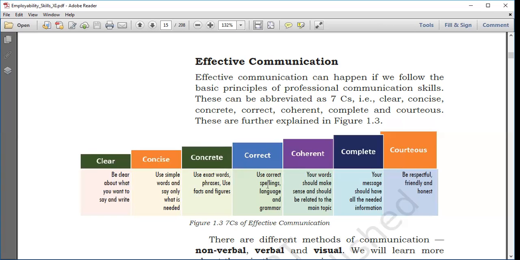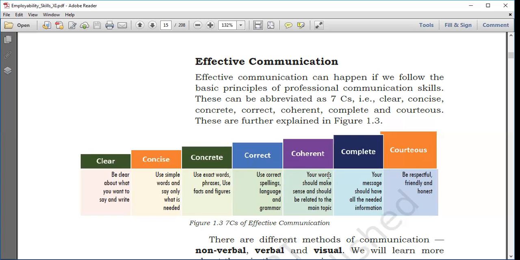Correct, use correct spellings, language and grammar, right? When you're writing certain things, अगर आपकी ग्रामर में गड़बड़ है, आपकी लैंग्वेज सही नहीं है, आपके स्पेलिंग्स रॉन्ग हैं, तो हो सकता है सामने रिसीवर को समझ ना आए क्या लिखा है, right? So correctness should be there.